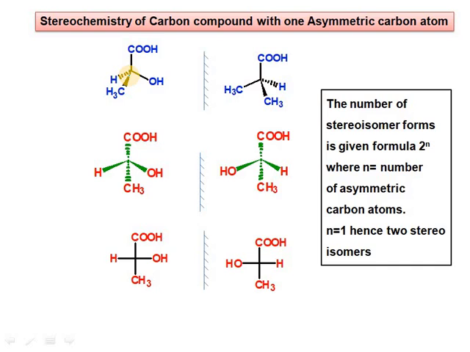These forms relate to each other as non-superimposable mirror images. One of them represents the dextrorotatory form and the other the levorotatory form. One can rotate the plane polarized light to the right, which is dextrorotatory, and the other rotates the plane polarized light towards the left side, which is levorotatory.